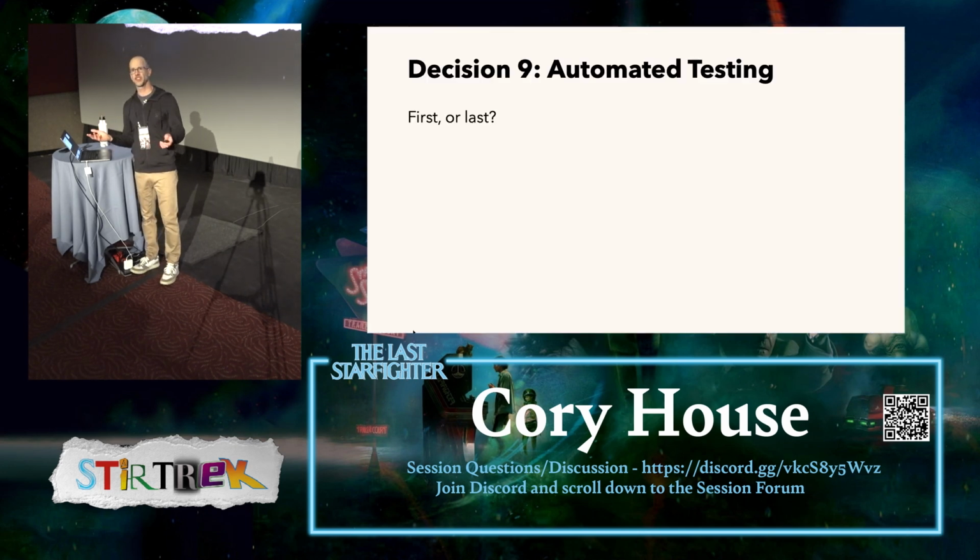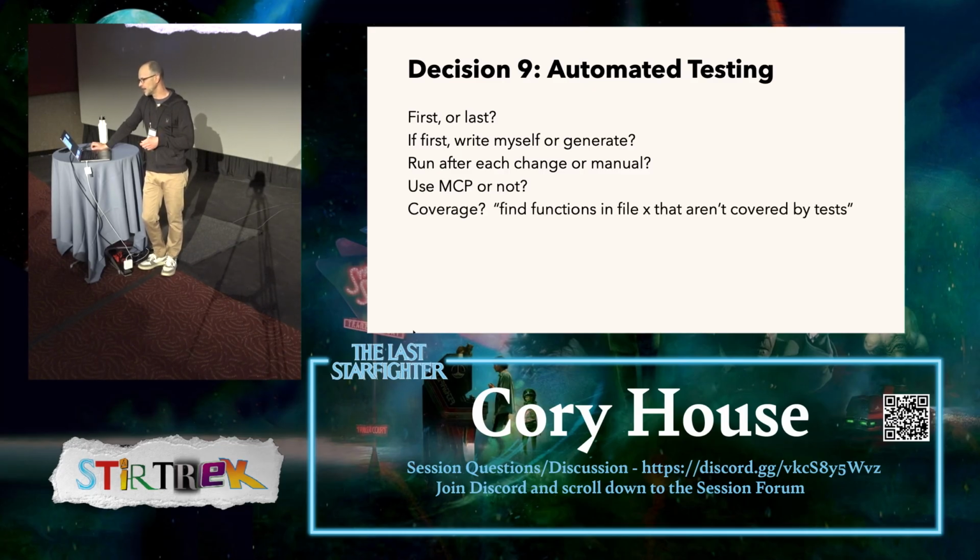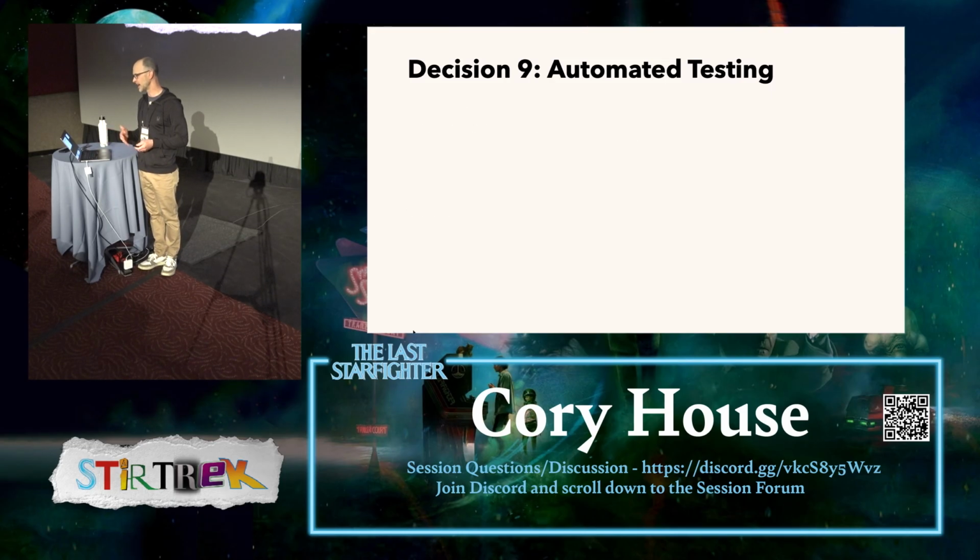Now, you have a lot of decisions here. Should you write the test first or should you write the test last, just like in the human days? If it's first, should I write it myself or should I generate it? Should I run it after each change or should I manually just do so? Should I use MCP for getting this done? What about code coverage? Should I tell it to go find functions that aren't covered? Lots of decisions here, and deciding how to do this well is tricky.